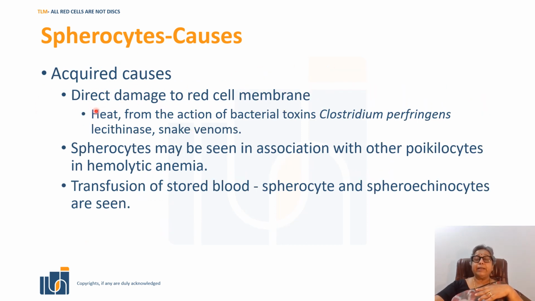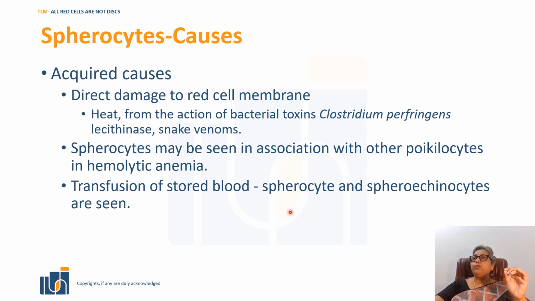The other causes are direct damage to the red cell, which will be because of heat or from the action of bacterial toxins like Clostridium perfringens lecithinase, or snake venom. Here the red cell membrane itself gets damaged, so there is loss of red cell membrane and therefore this leads to the formation of a spherocyte. A spherocyte may be seen in association with other poikilocytes, like I discussed a little while ago, in hemolytic anemia of various types.